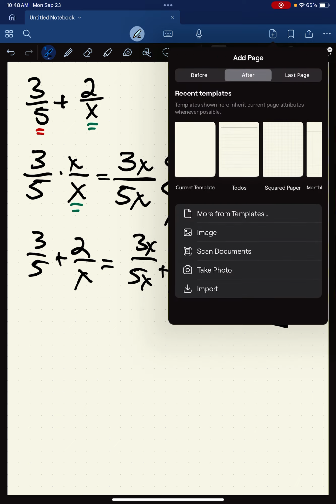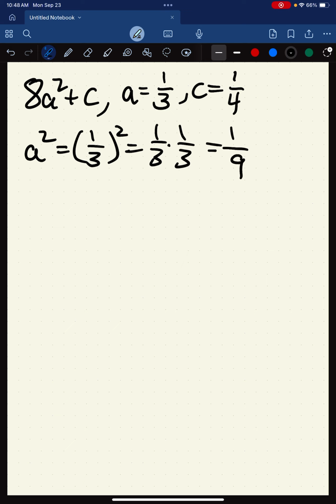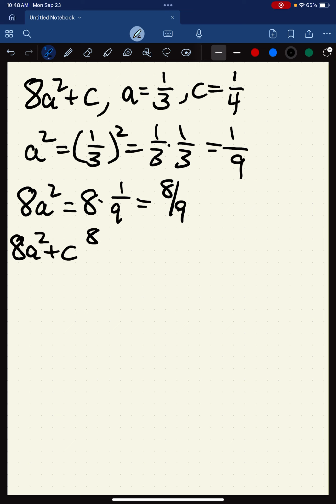Okay, and we'll do one more example, which is going to be 8a squared plus c, where a is a third and c is a quarter. PEMDAS says we do exponent first, so a squared is a third squared, which is a third times a third, which is a ninth. And so then 8a squared is going to be 8 times 1/9, which is 8/9. And then 8a squared plus c is 8/9 plus c, which is a quarter.